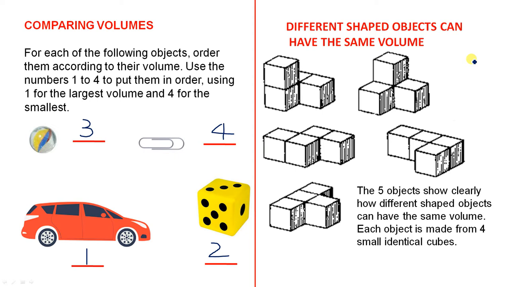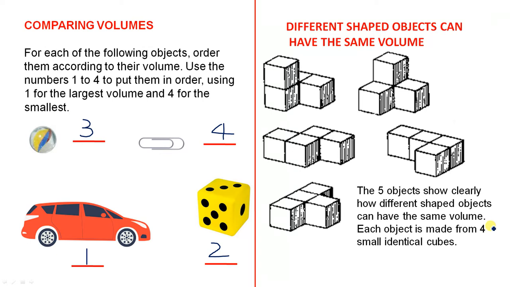Different shaped objects can have the same volume. Now look at these objects here. 1, 2, 3, 4, 5. So these are little buildings we've made. They're sort of objects made from little cubes. Now can you see how the shapes are all different? But they're all made from exactly the same number of cubes, and the cubes are the same size. So the 5 objects show clearly how different shaped objects can have the same volume.